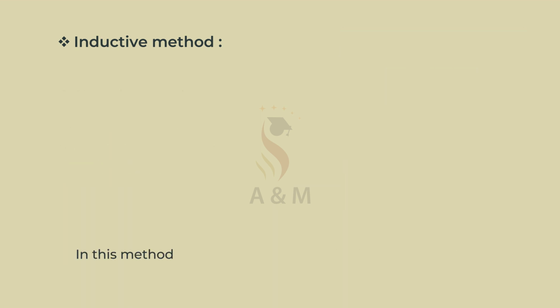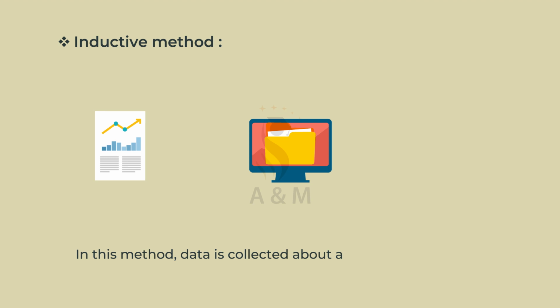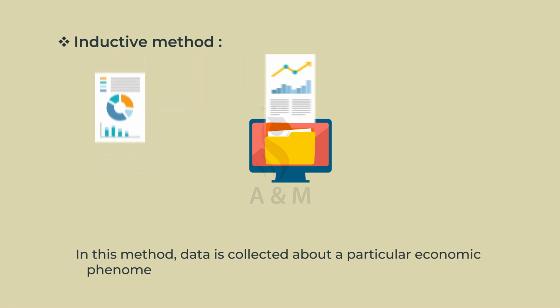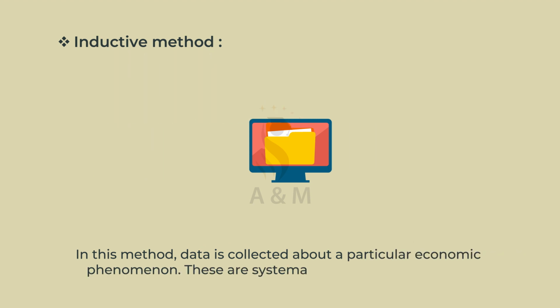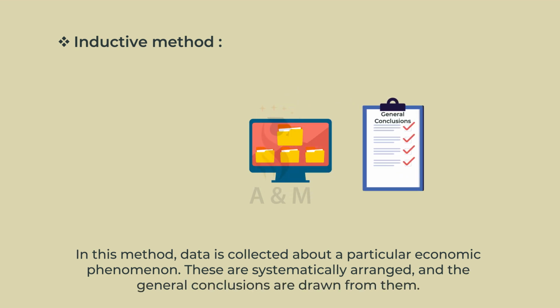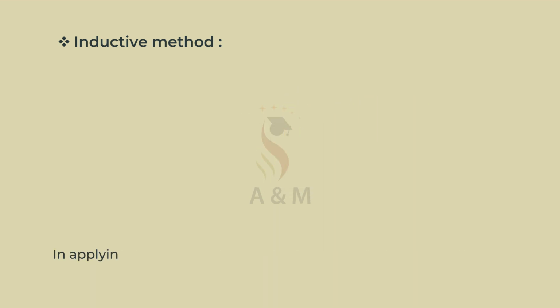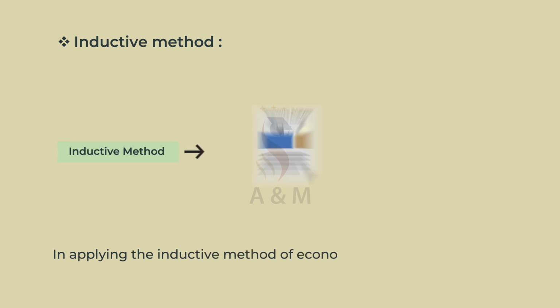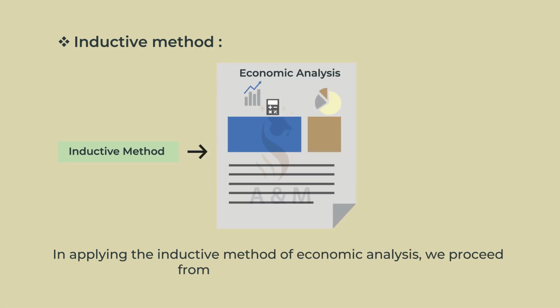In this method, the data is collected about a particular economic phenomenon. These are systematically arranged and the general conclusions are drawn from them. In applying the inductive method of economic analysis, we proceed from particular to the general.